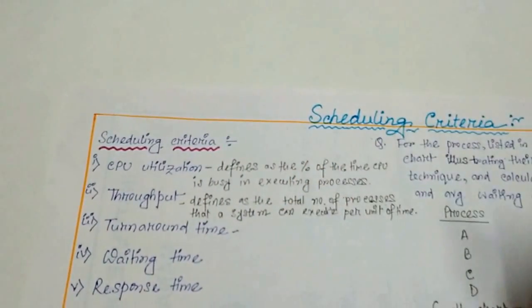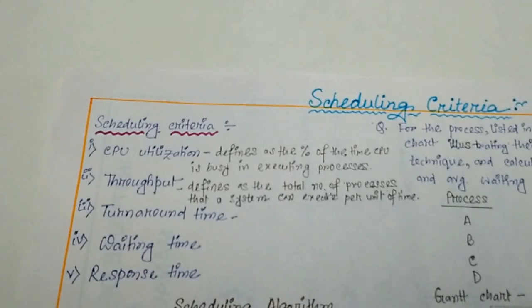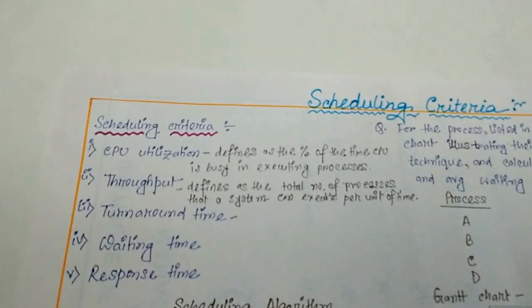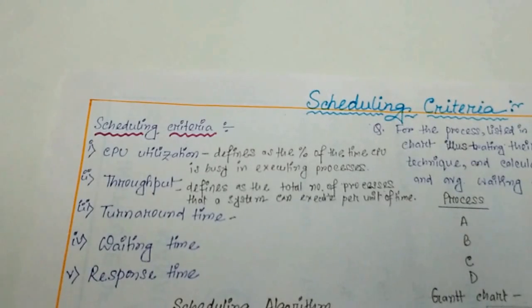Now comes turnaround time. Turnaround time is defined as the amount of time that has rolled by from the time of creation to the termination of a process.